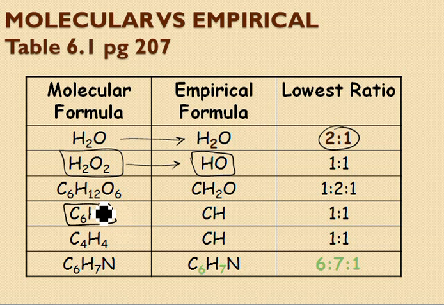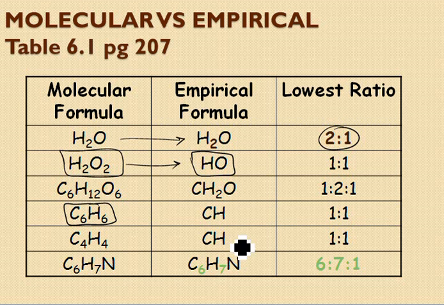Something like C6H6, it's a 1 to 1 ratio. C4H4, 1 to 1 ratio. So if you look, C6H6 and C4H4 have very different molecular formulas. However, they have the same empirical formula. Something like C6H7N, that is in its lowest terms. So you have 6 to 7 to 1, 1 being the nitrogen that's present.